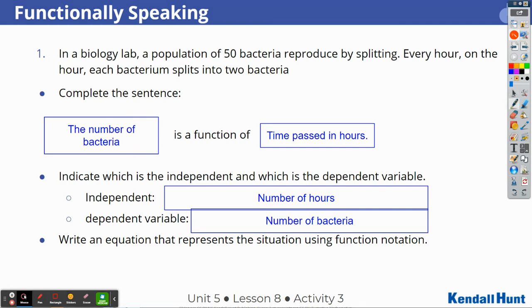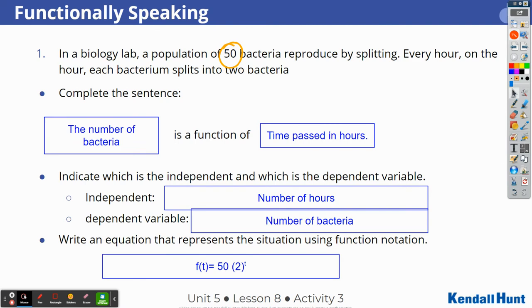So then we can write the equation to represent this. We need to know what our initial value is. Well, it tells us that the population was 50 bacteria, and then it splits into 2. So that becomes our growth factor. So in function notation, we switch out that y for f of x. And in this case, we're going to use t for time. So we have f of t, or our input, is equal to 50, which is the initial value, times 2, the growth factor, to the power of t.